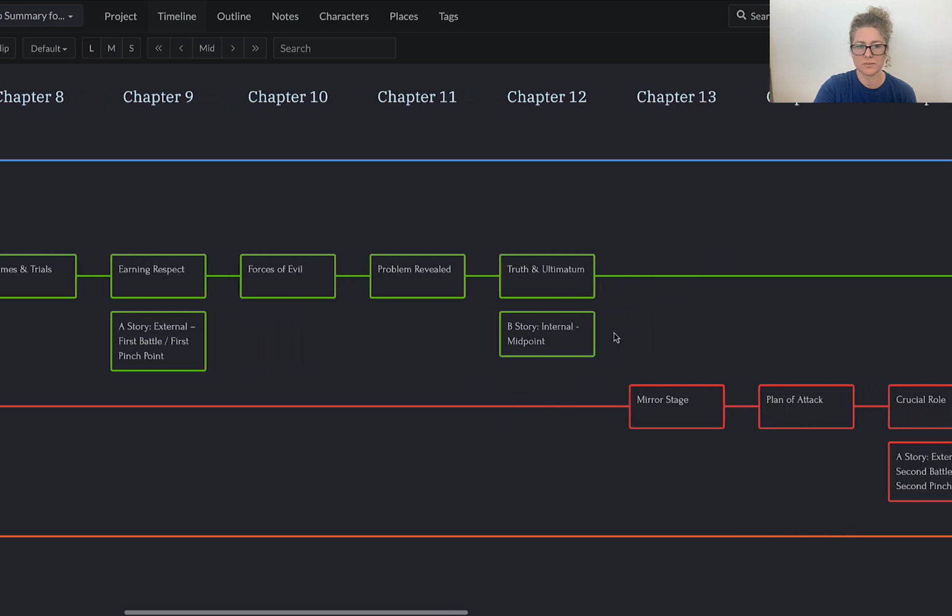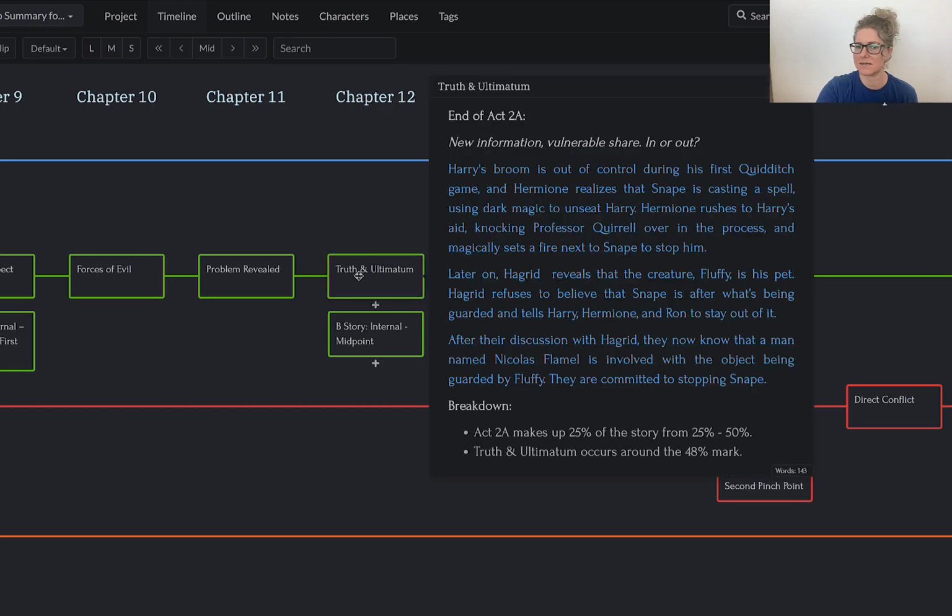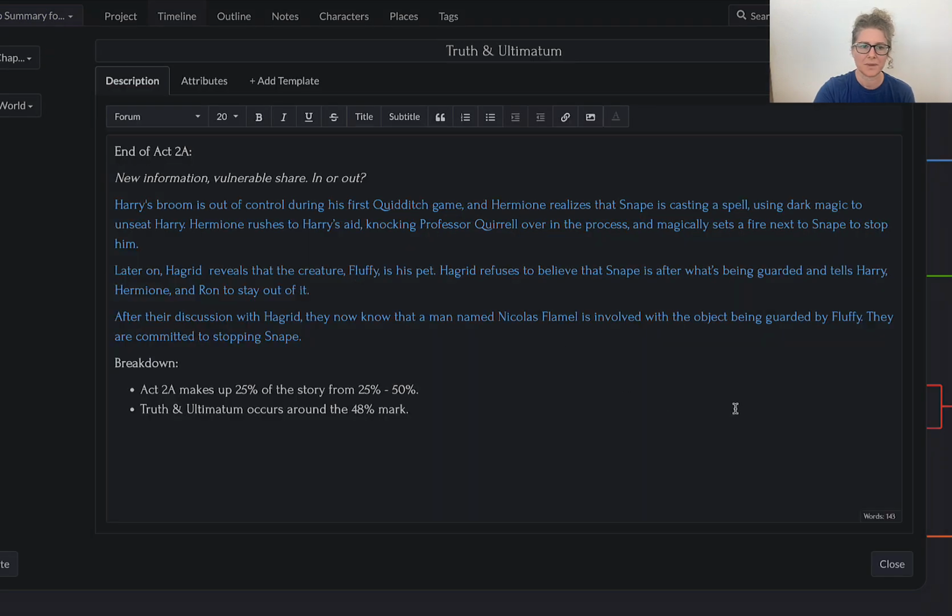So now they've got a really solidified problem, and they're coming to realize, okay, we're going to need to stop Snape because he's obviously up to nothing good. New information, vulnerable share, in or out. This is our truth and ultimatum.